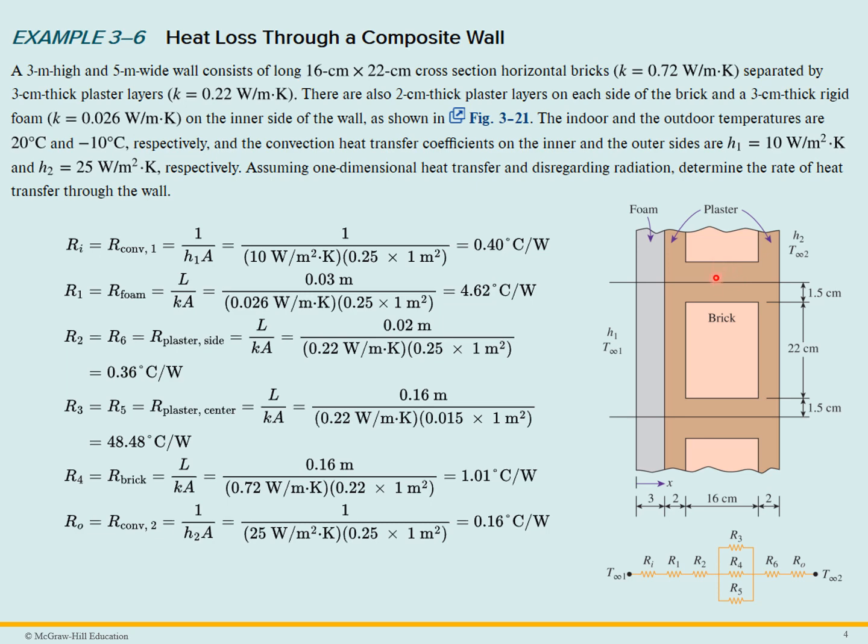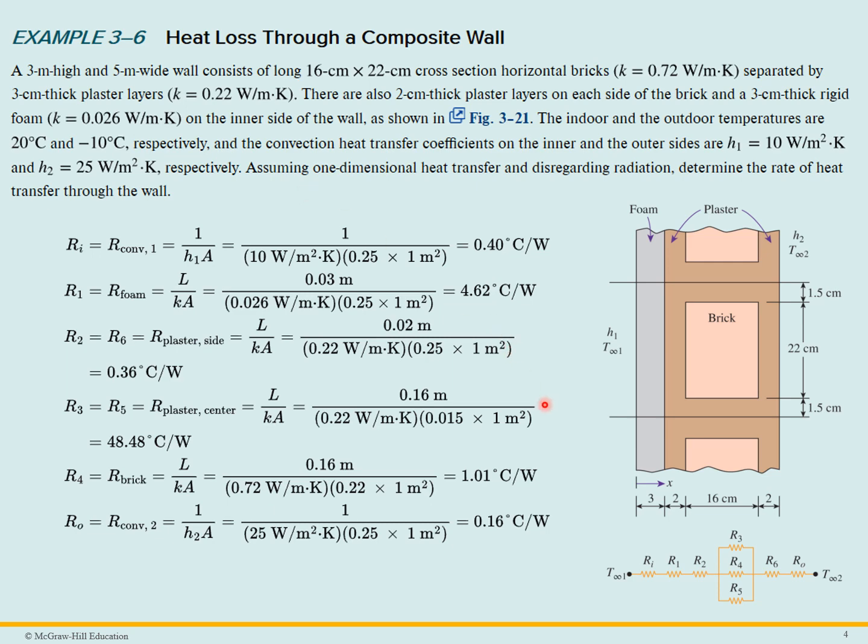So not only do the bricks have plaster between them vertically, there is also plaster horizontally that separates the foam and the outside. The indoor and outdoor temperatures are 20 degrees C and minus 10 degrees C respectively. So here's the outside at minus 10 degrees C and the inside is 20 degrees C. The convection transfer coefficients on the inner and outer surfaces are given as H1 and H2. Assuming one-dimensional heat transfer, disregarding radiation, determine the rate of heat transfer through the wall.